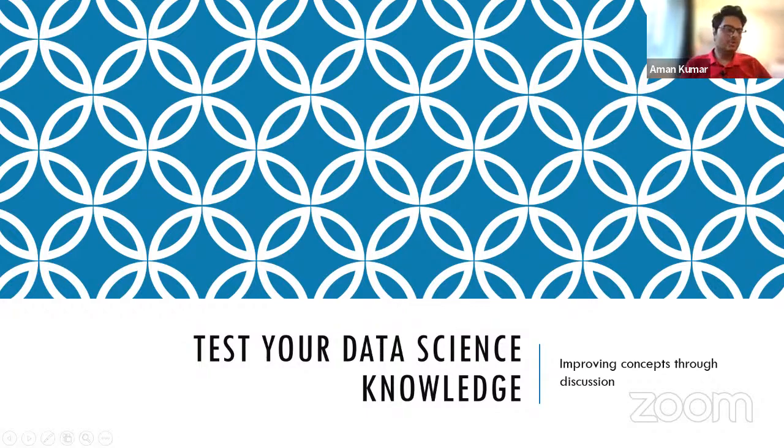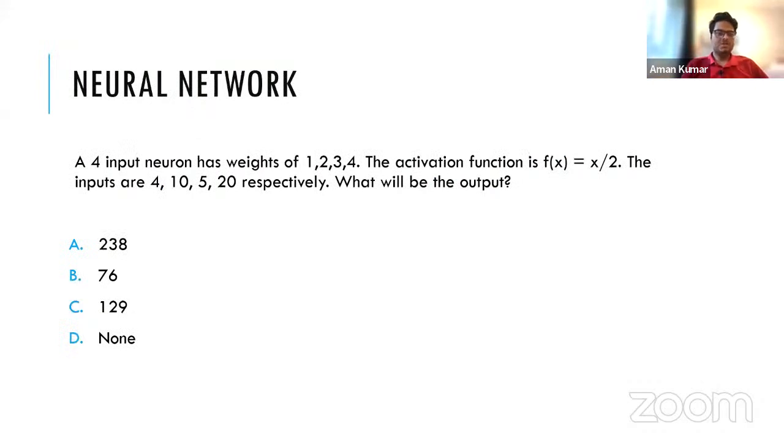Okay, so let others join and we will go ahead with the first question. So this is the first question for today. Neural network based question. A 4 input neuron has weights of 1, 2, 3, 4. The activation function is f(x) equals x by 2. The inputs are 4, 10, 5, and 20. What will be the output? So can you tell me, with your knowledge of neural networks and weights and biases and activation?